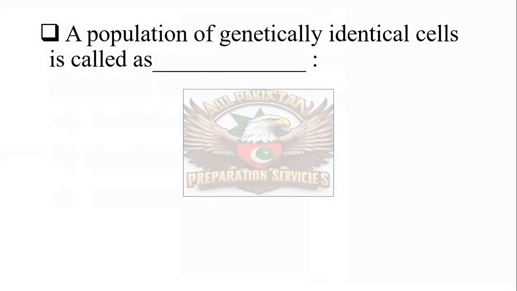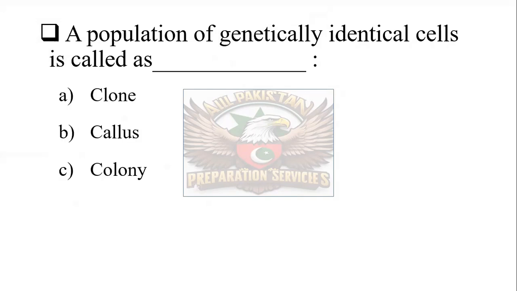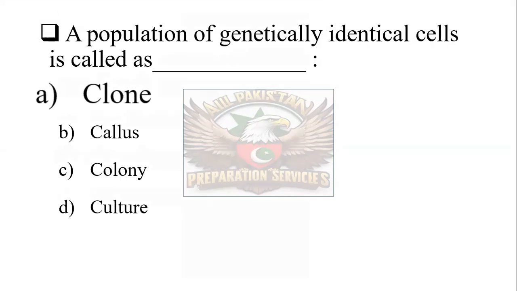The next question is: a population of genetically identical cells is called as clone, callus, colony, or culture. The correct one is clone. Clone is a population of genetically identical cells.